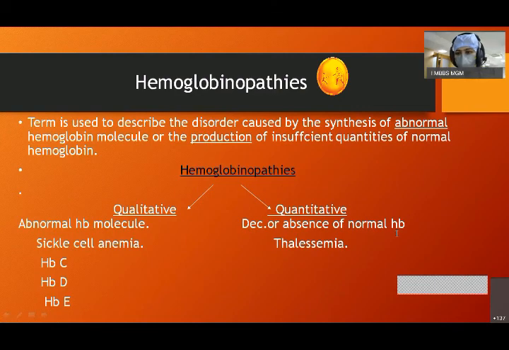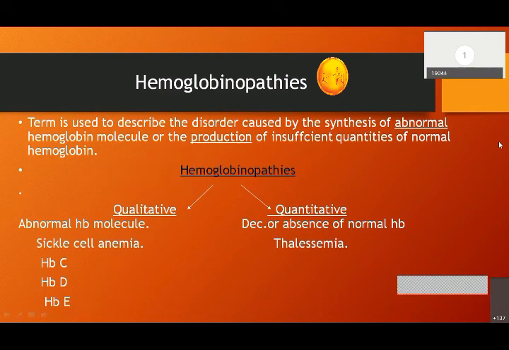Forty-four is there? Yes, ma'am. Okay. So how will you classify hemoglobinopathy? Ma'am, hemoglobinopathies can be classified as qualitative or quantitative. Qualitative is when there is an abnormal hemoglobin molecule, and quantitative is due to the decrease or absence of normal hemoglobin.